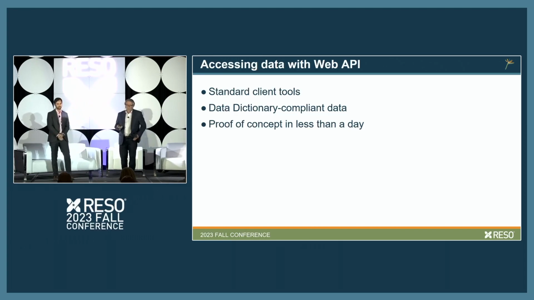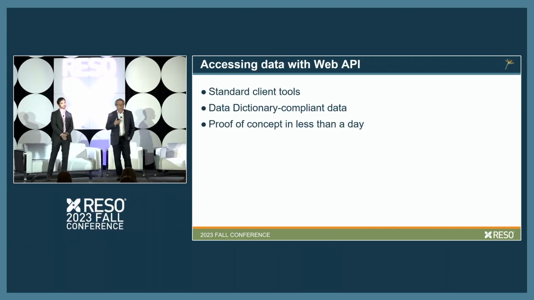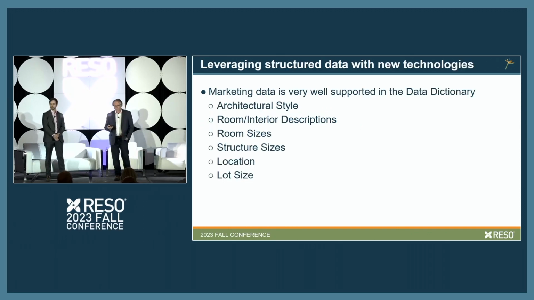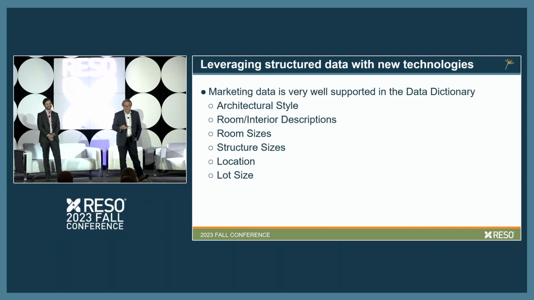Yeah, so when we started with that, we wanted to use that data, right? We wanted to make, honestly, our job simpler, make my developers' job simpler. If I can get that structured data and Restb gets me that in data dictionary form, I can easily consume that. So I can use those standard client tools, it's data dictionary. We did a proof of concept of this in about a day. I mean, it took a lot more time to polish, but to get this information in and start working on it. So we can pull in things like, on the screen there, architectural style, our favorite topic from yesterday, the interior descriptions, room sizes, and everything.